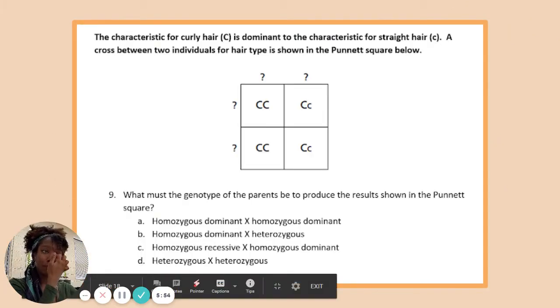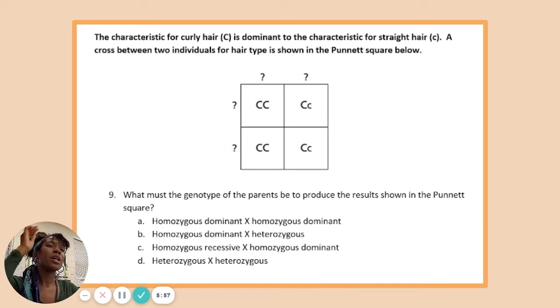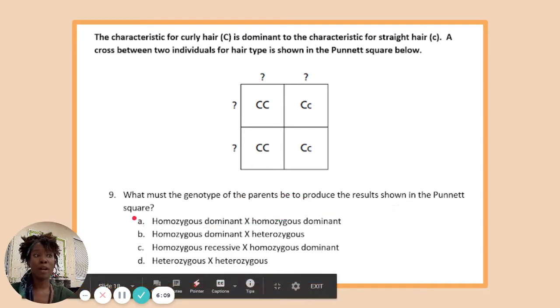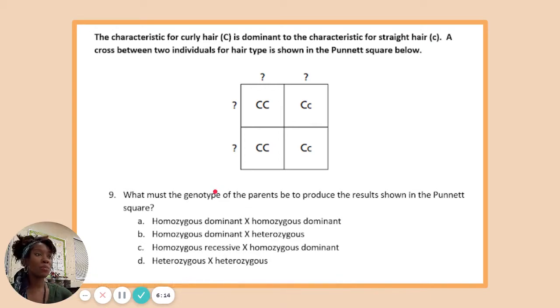All right, another practice problem. The characteristic for curly hair is dominant to the characteristic for straight hair. A cross between two individuals for hair type is shown in the Punnett square below. What must the genotype of the parents be to produce the results shown in the Punnett square? So this is a little bit different. Usually, we've been doing problems where we gave you the parent genotypes and asked you to find the child. Now we can do it another way and give you the child genotypes and ask you for the parents. But it's the same exact concept, just backwards.